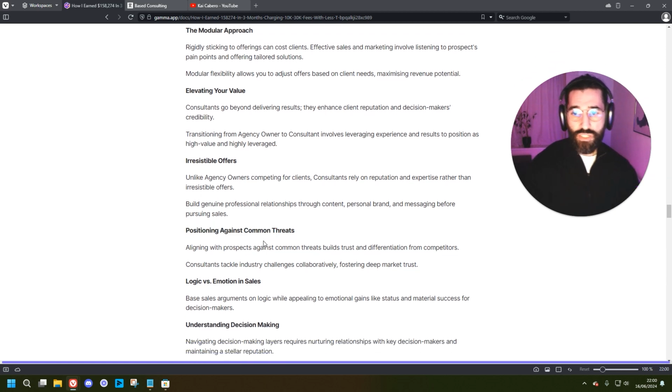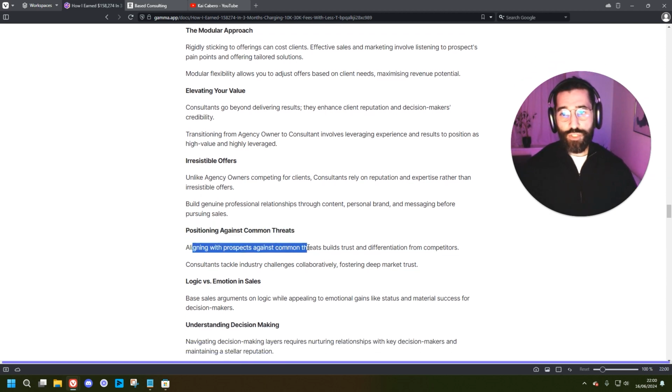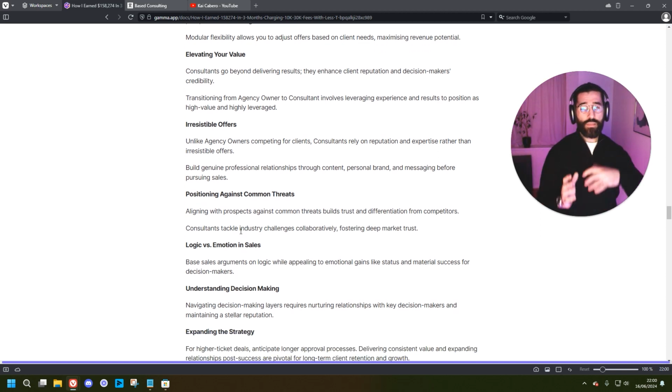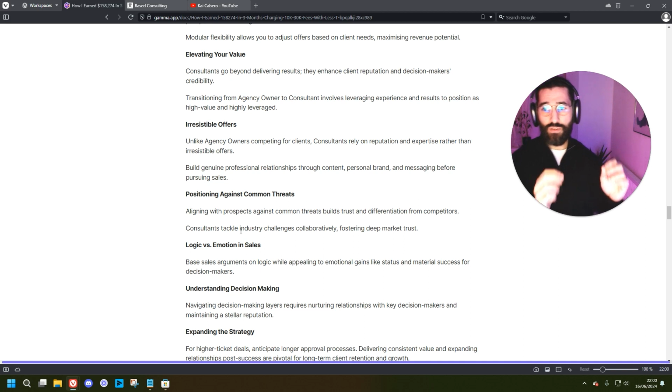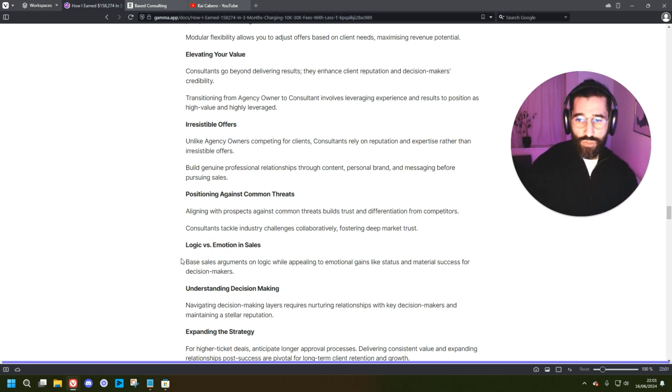So positioning against common threats. Aligning with prospects against common threats builds trust and differentiation from competitors. Consultants simply tackle industry challenges collaboratively, fostering deep market trust. So it's never you and the client versus each other. It's you and the prospect or the client versus the challenge. You need to slay the dragon together, okay? And logic versus emotion in sales. So base sales arguments on logic only, while appealing to emotional gains like status and material success for decision makers.